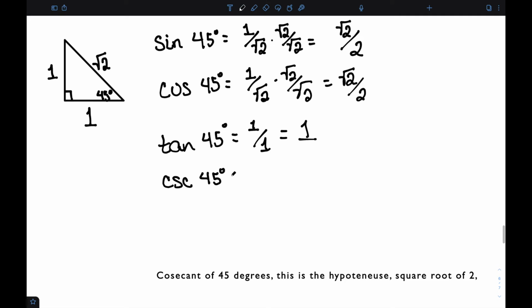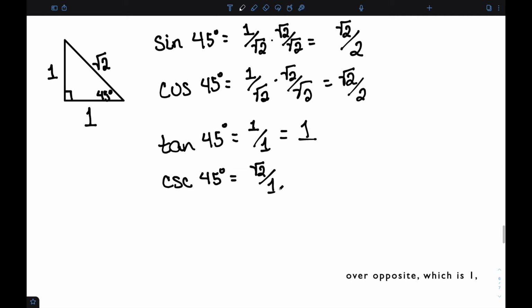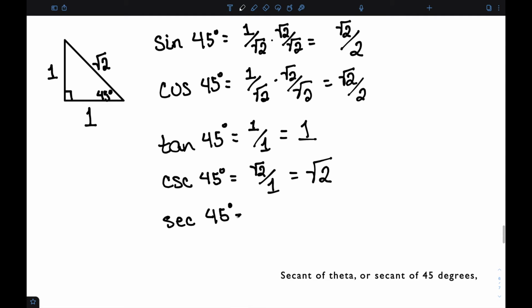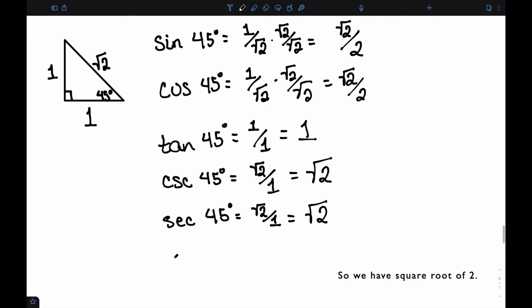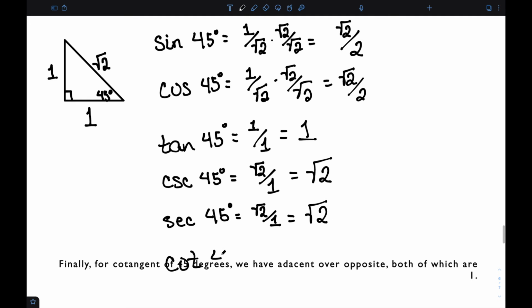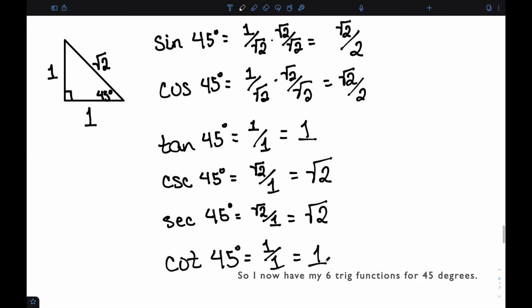Cosecant of 45 degrees, this is the hypotenuse, square root of 2, over opposite, which is 1, or just square root of 2. Secant of 45 degrees is equal to hypotenuse, which is square root of 2, over adjacent, which is 1, so we have square root of 2. Finally, cotangent of 45 degrees, we have adjacent over opposite, both of which are 1. So I now have my 6 trig functions for 45 degrees.